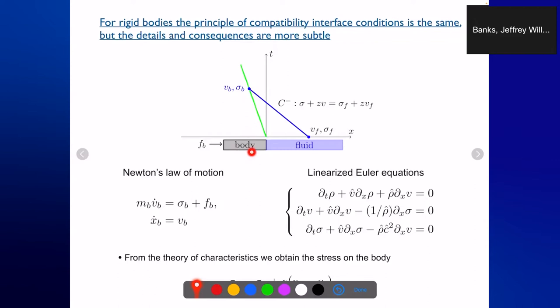I've got a density, a velocity, and a stress. Okay, so I've got Newton's laws of motion. So all I've got is a mass and a position and a velocity. And I've got linearized Euler equations here. Turns out, if you solve for VB and sigma B from the theory of characteristics, you get that the stress applied to the body is actually the stress in the fluid plus this Z times the jump in the velocity. And you remember the Z times the jump in the velocity term was essentially present in the compressible case, and we see it here again.